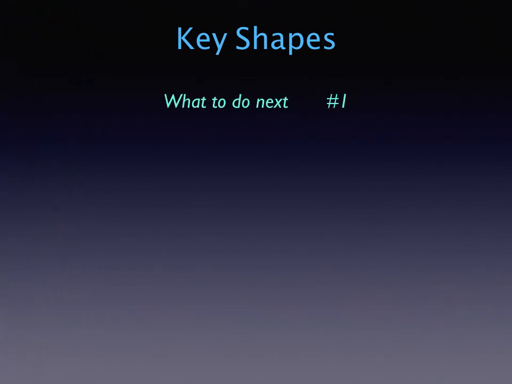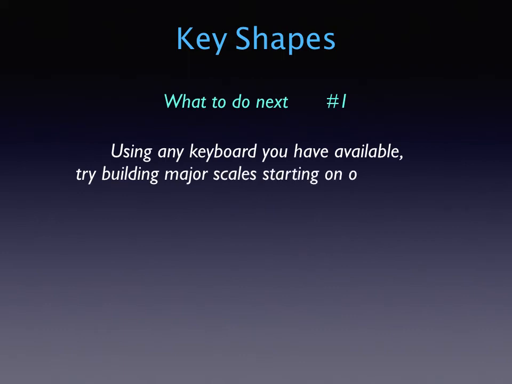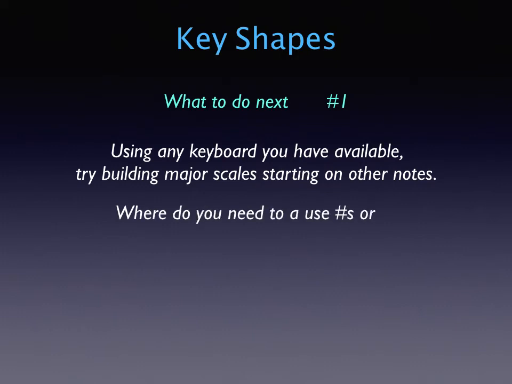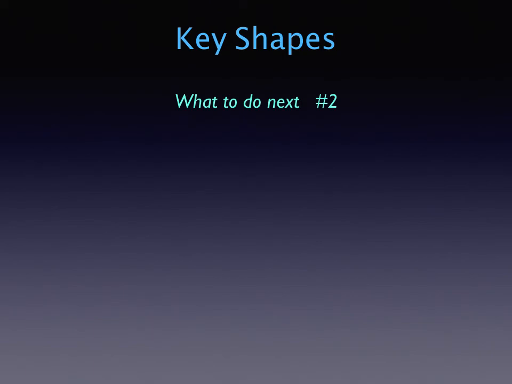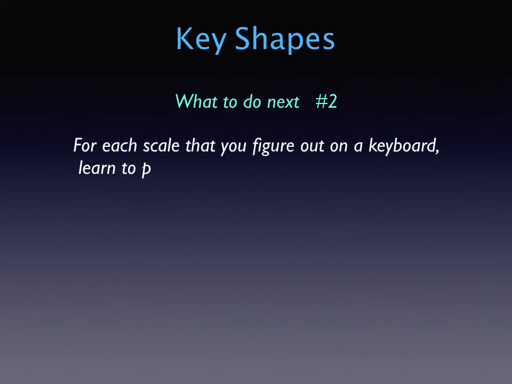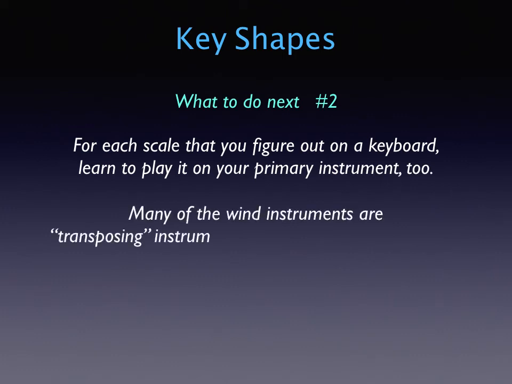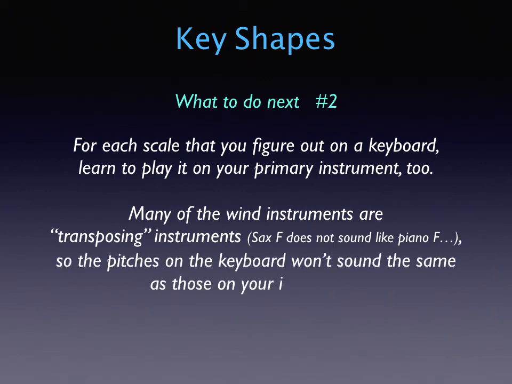Next, using any keyboard you have available, try building major scales starting on other notes. Make sure to keep the half steps between 3 and 4 and 7 and 8, and make note of where you need the sharps or flats. After that, for each scale that you figure out on the keyboard, learn to play it on your primary instrument too. Many of the wind instruments are transposing instruments, so the pitches on the keyboard won't sound the same as those on your instrument. F doesn't sound like F. But the note sequence will work just fine.